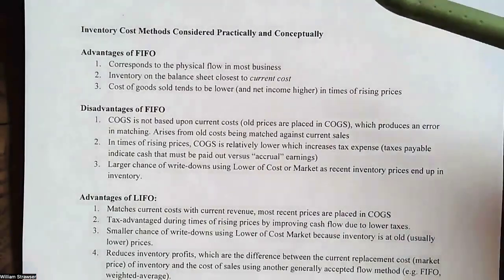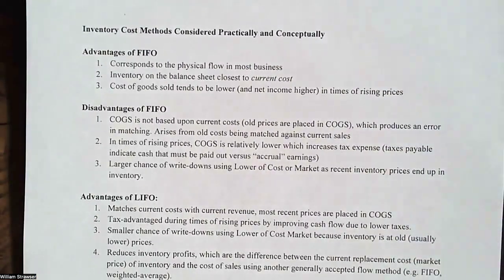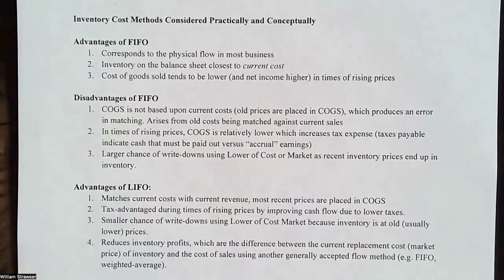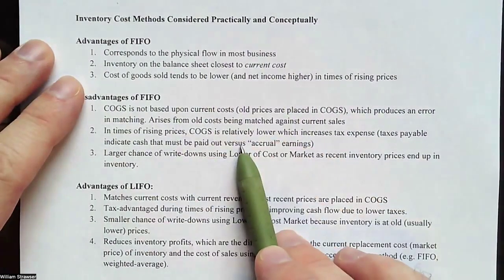All right, so given that idea, and I'll keep that paper nearby here, we're going to talk about some of the advantages of FIFO and LIFO and their disadvantages as well. Because these two systems are mirror images of each other and polar opposite extremes, the advantages of FIFO tend to be the disadvantages of LIFO and vice versa. So let's start with FIFO.